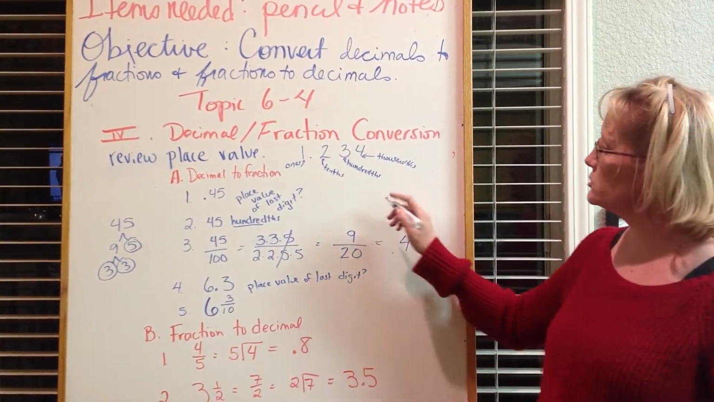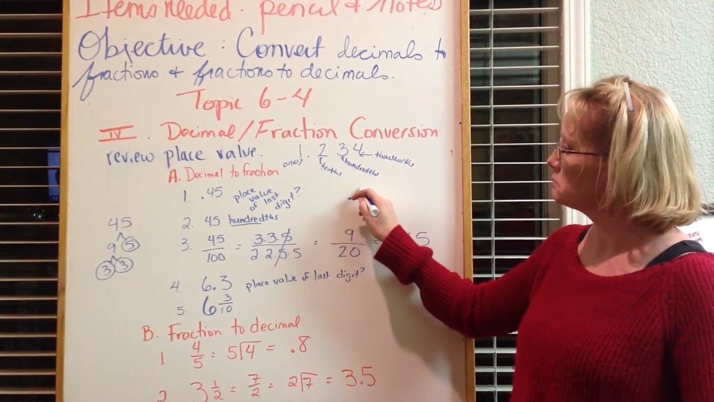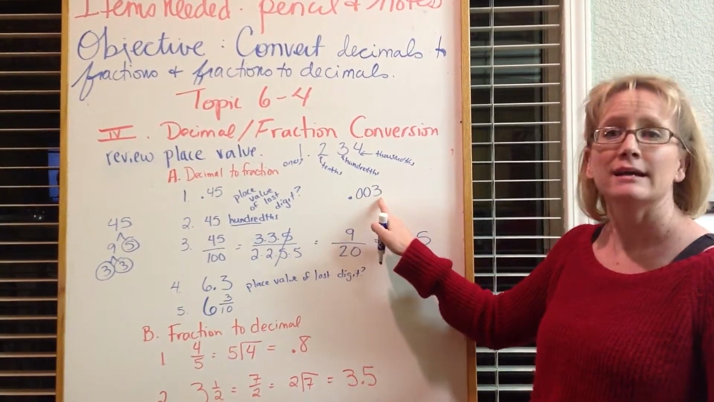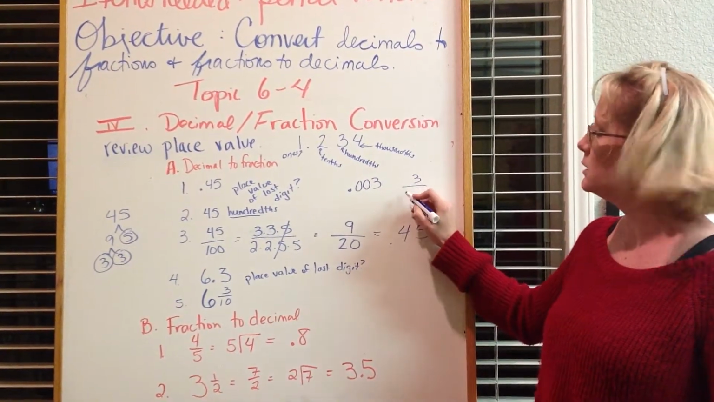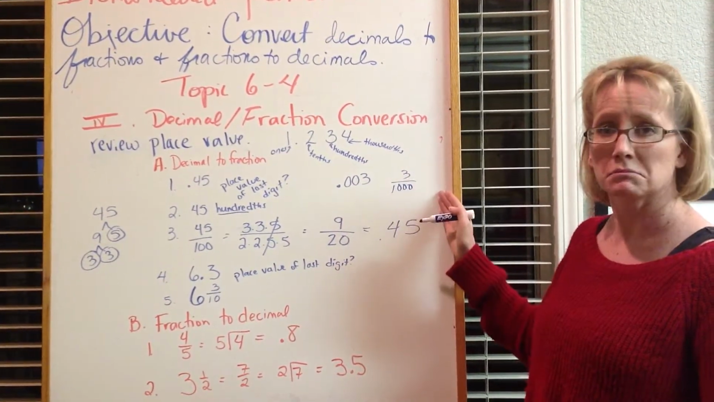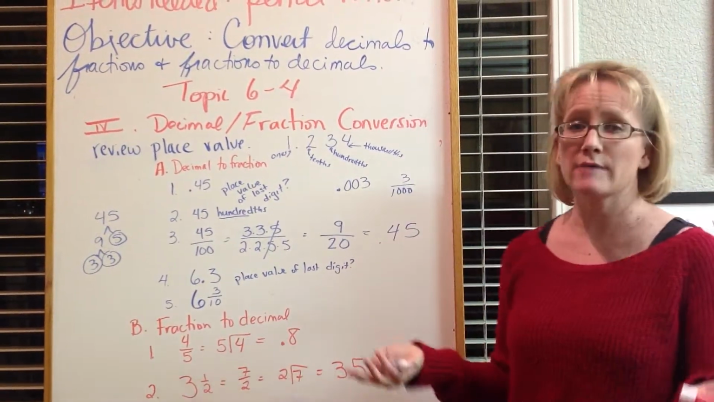Now let's try, again, we'll try this one right here. 3 thousandths. So you put the 3 on top, and what do we put on the bottom? 1,000. Done.